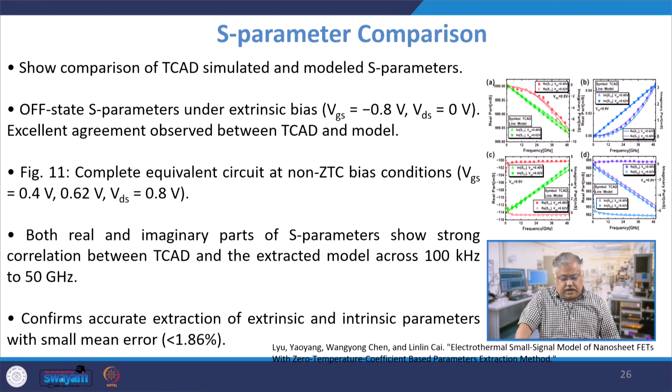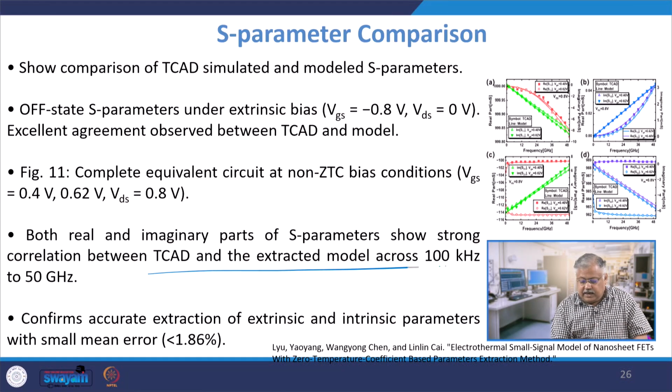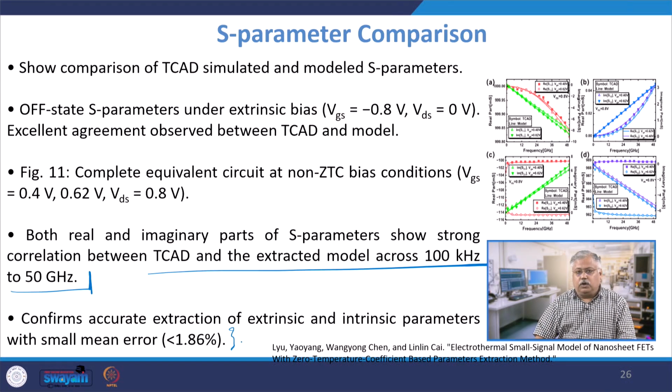The authors have also done TCAD versus TCAD simulated and model parameter variation, and this complete ZTC model is based on the 4 graphs kept on the right hand side here, where frequency versus the real part of S and the imaginary part of S are plotted for various options available to us. And we see that both the real and imaginary parts of S show strong correlation between TCAD and the extracted model in this big frequency range. So up to 50 gigahertz, we can see it is working fine, and the error is approximately equal to 2 percent in that case.